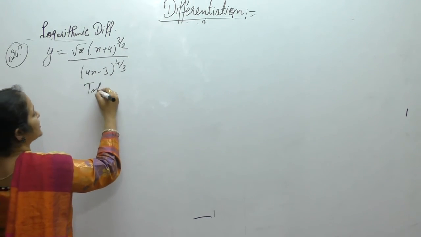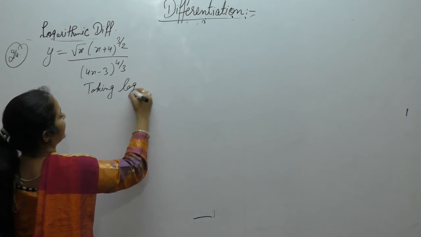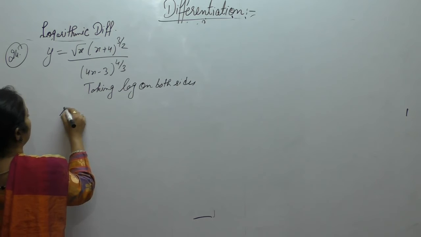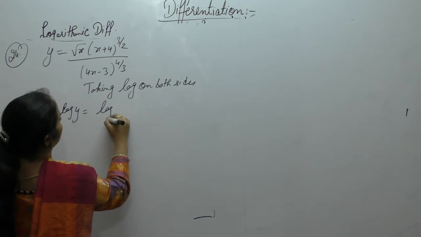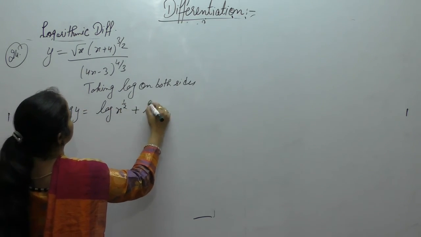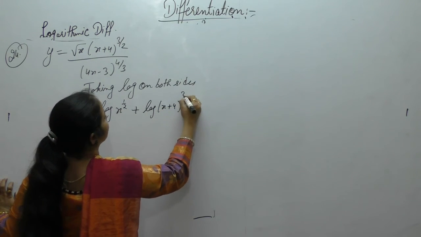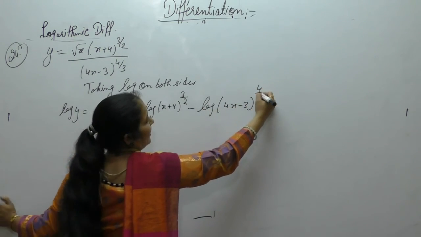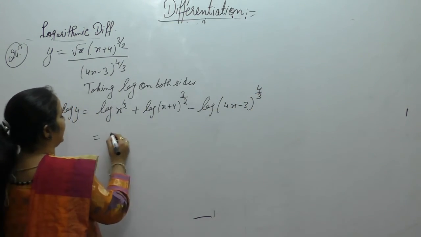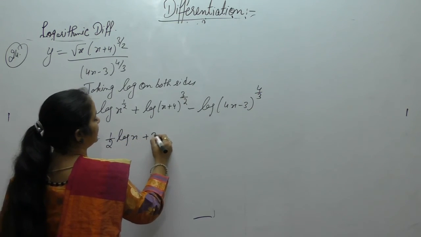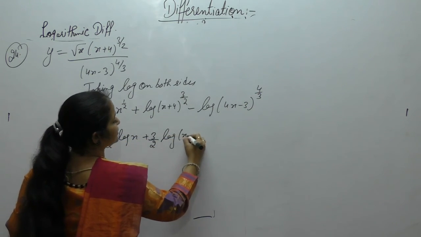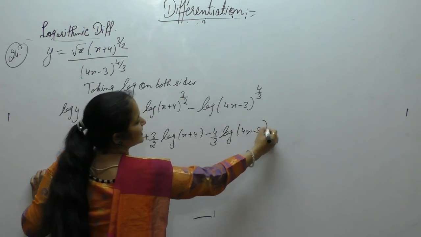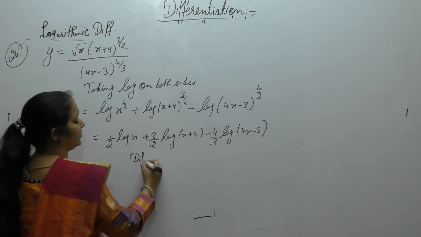By taking log on both sides, log of y, so what we get, log of x power 1 by 2, log of (x plus 4) power 3 by 2 minus log of (4x minus 3) power 4 by 3. So what we get, 1 by 2 log of x, 3 by 2 log of x plus 4 minus 4 by 3 log of 4x minus 3. Now differentiate with respect to x.